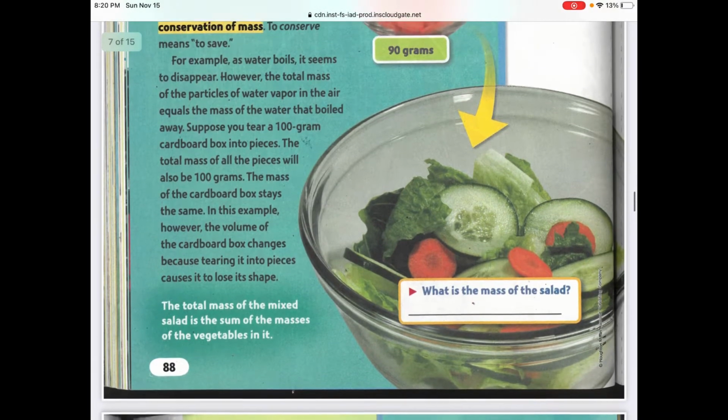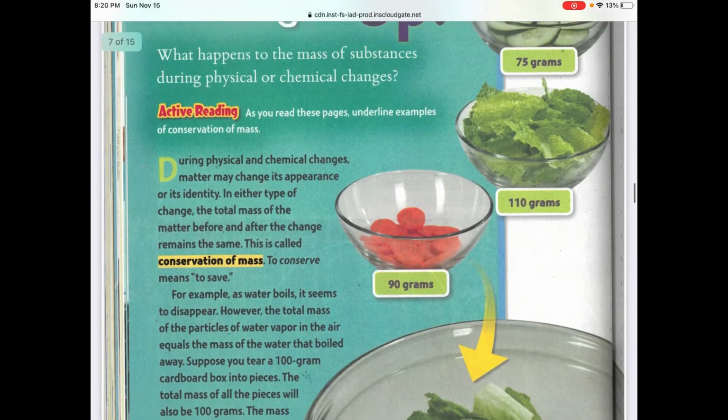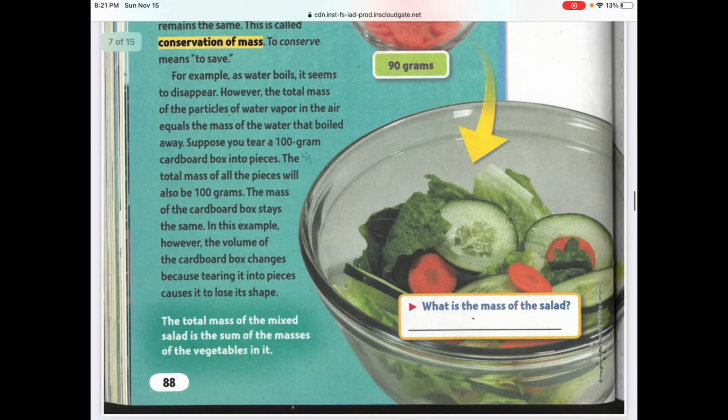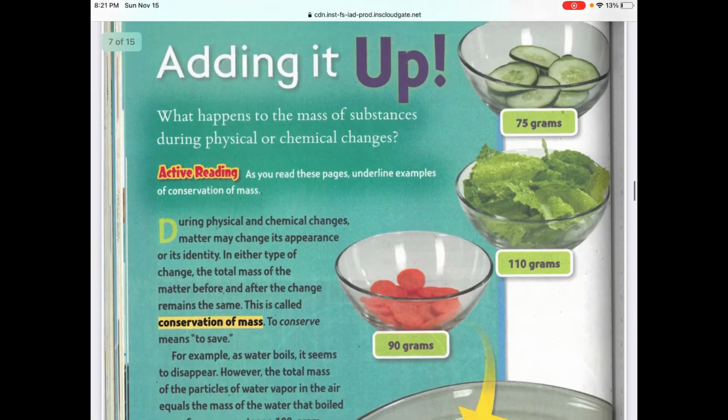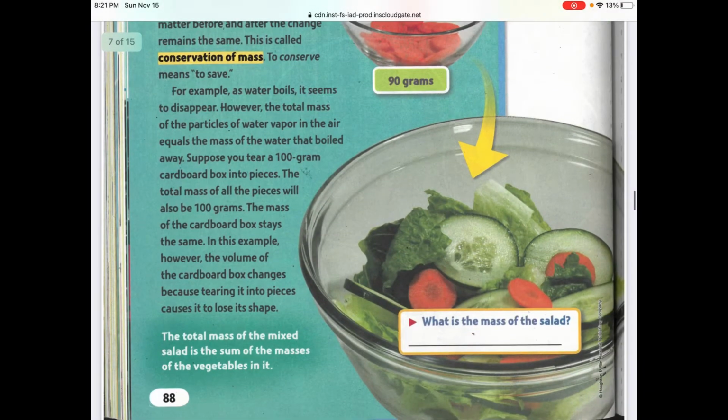Let's look at the total mass of the mixed salad. All right, down here it says the mixed salad is the sum of the masses of the vegetables in it. So that means if we look at the cucumbers that are 75 grams, the lettuce that's 110 grams, and the carrots that are 90 grams, what would it equal total when we put them all together? The mass of the salad.